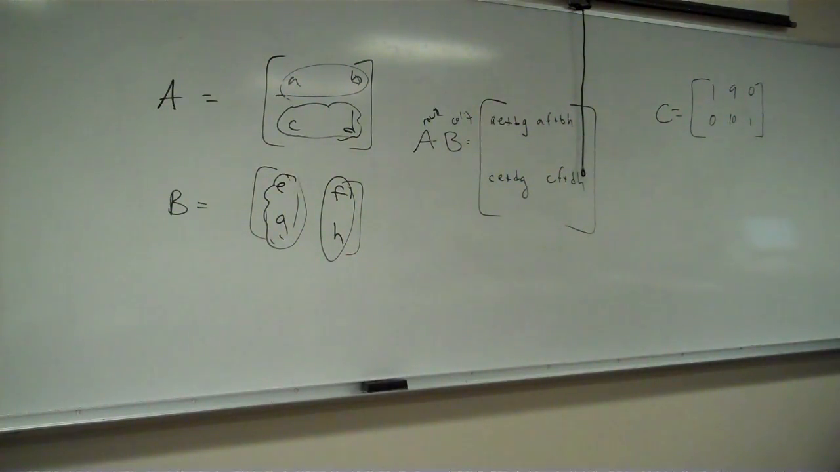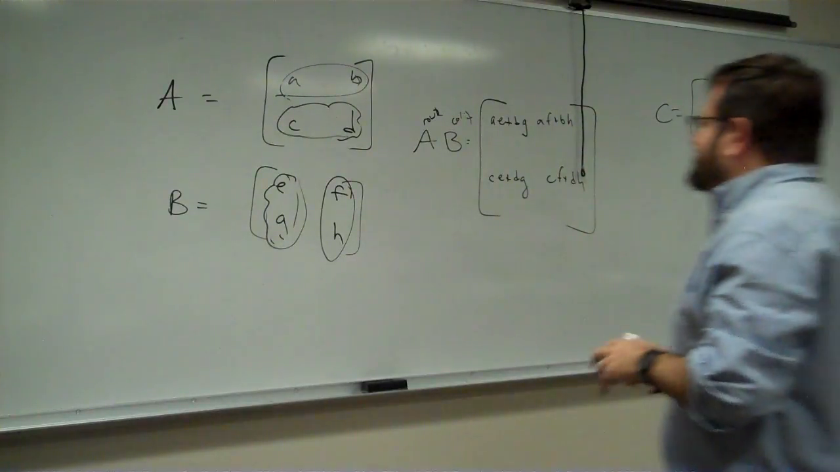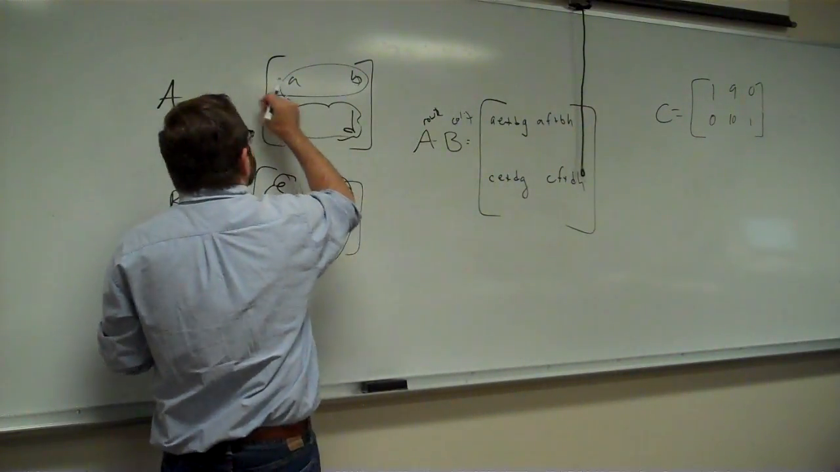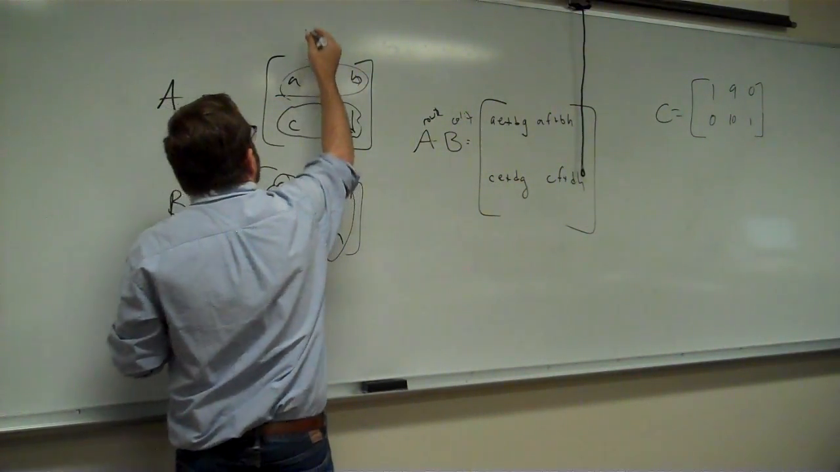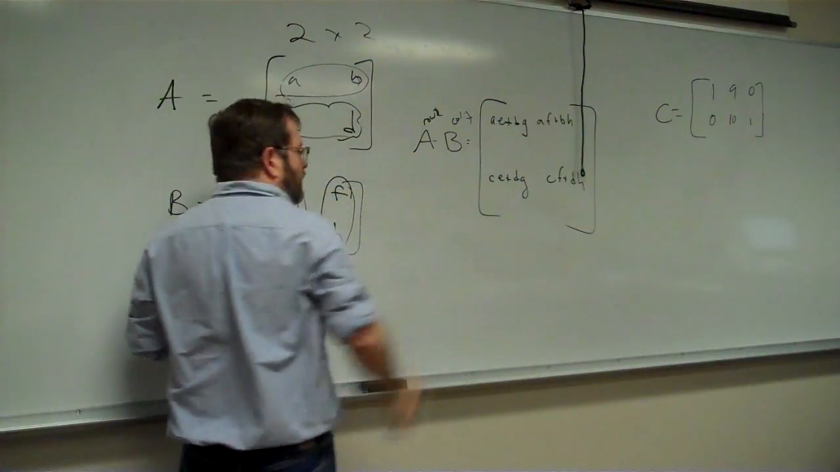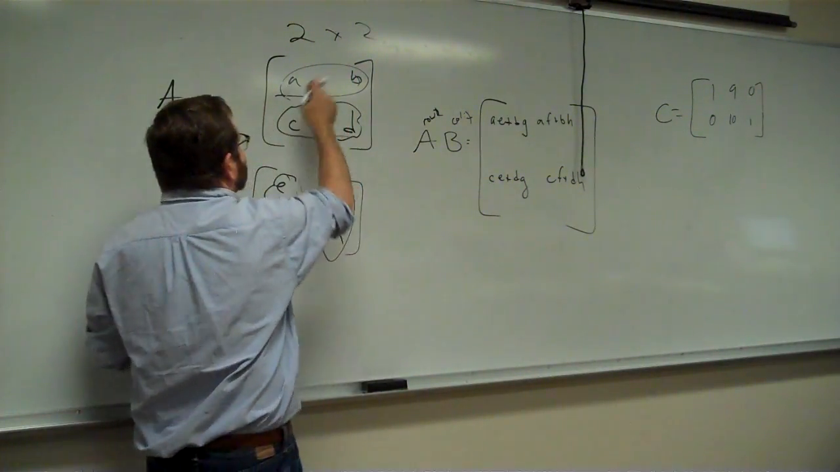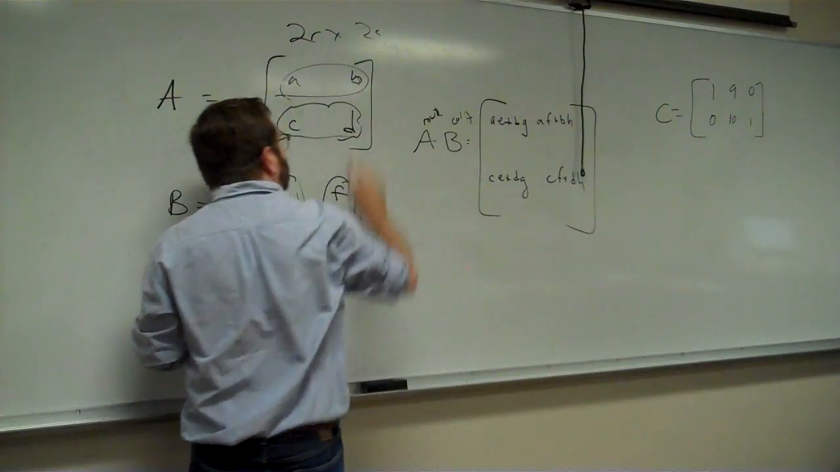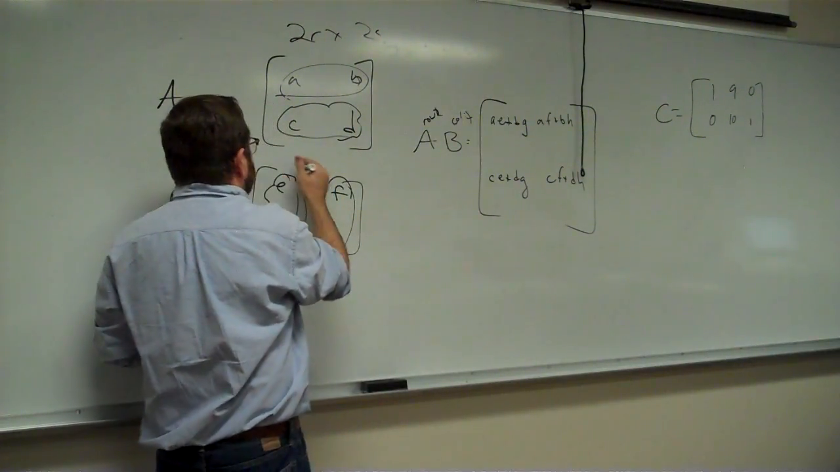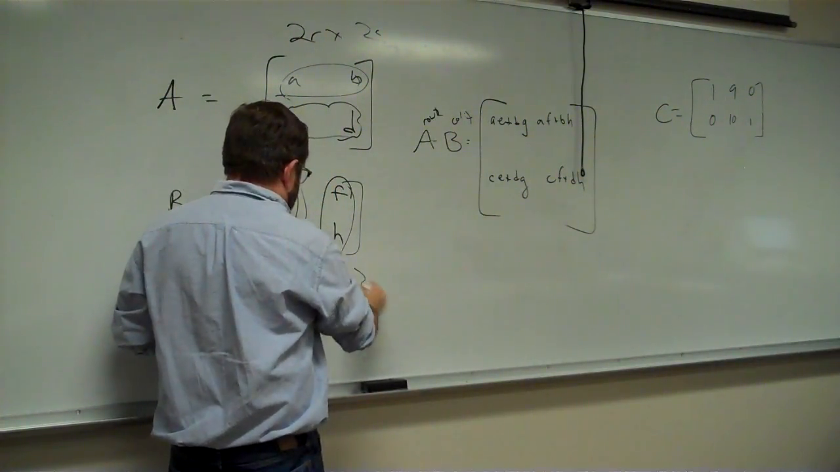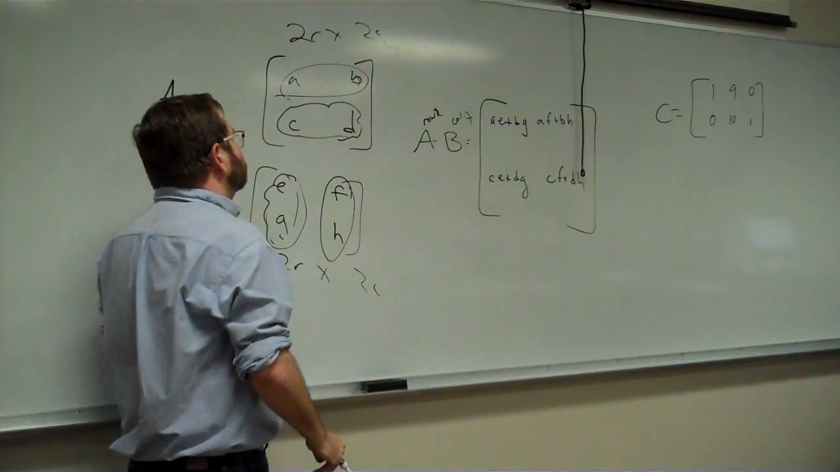How will we know if it works? Here's the pattern. Let's describe the size of A. I think we can all agree it's 2 by 2. The question is, what do we mean by 2? It's 2 rows by 2 columns. And the second one here is also 2 rows by 2 columns.